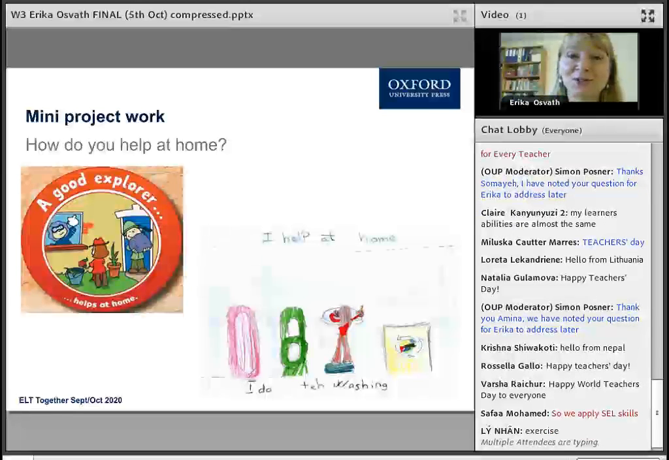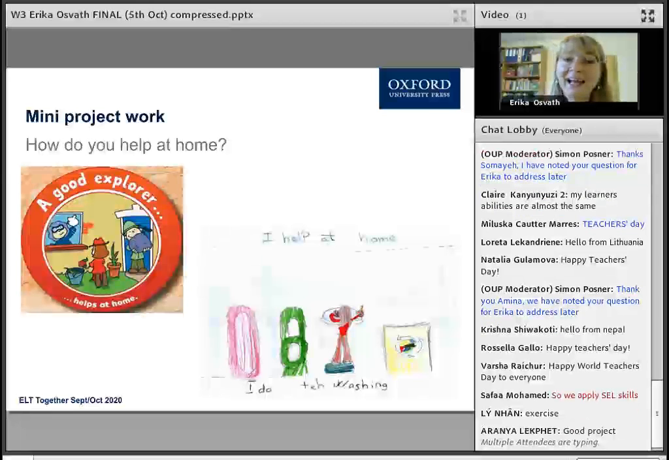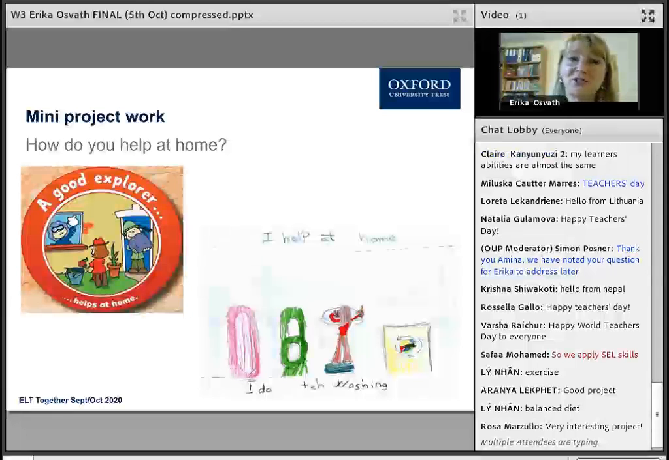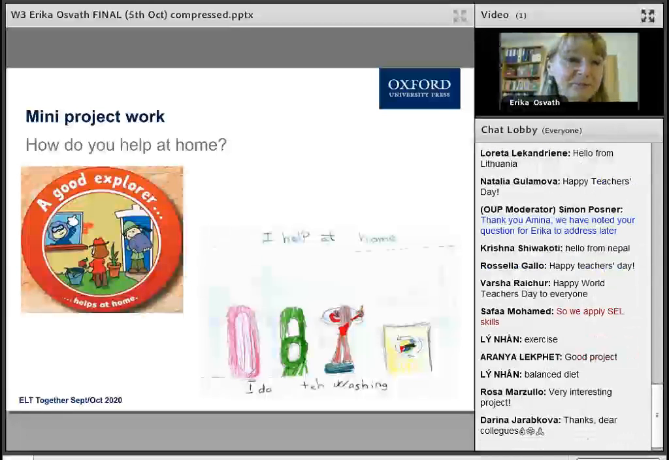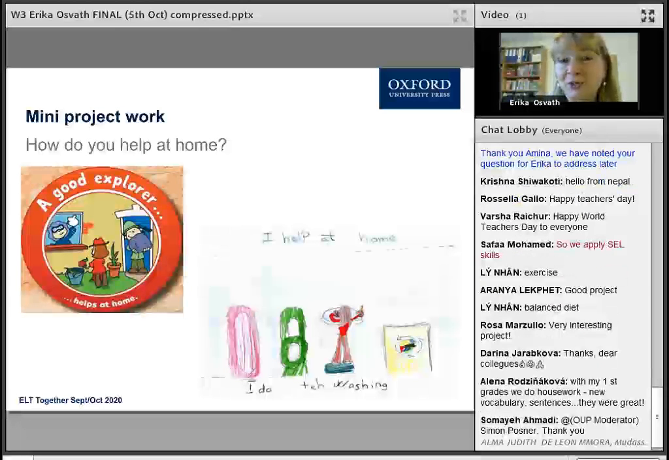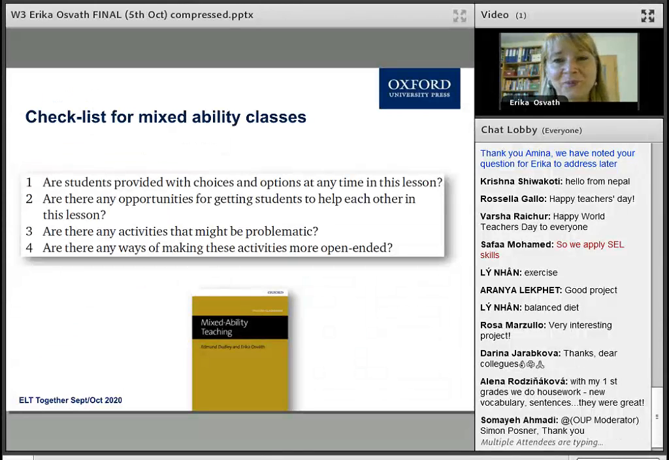So going back to our mini project work, in this way, you're also educating children to think and consider the different ways they help at home. And they can draw all these activities, which you can display around the classroom, or you can make a digital poster out of all these drawings that students send you. They can also check what other children do at home, how they help their parents, and see if they can do maybe a little more to help their parents at home.